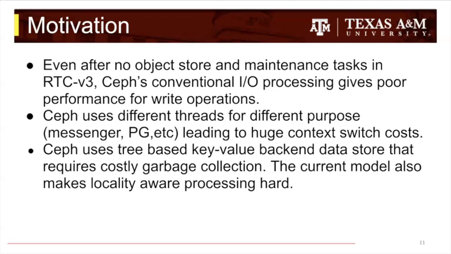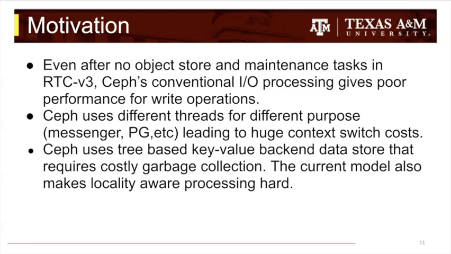The second issue they claim is that Ceph uses different kinds of threads like messenger threads and PG threads for different purposes. So when a lot of requests come in, or fast-paced requests come in where they need to frequently context switch between threads, the context switch cost can be huge, leading to poor performance and higher latencies.